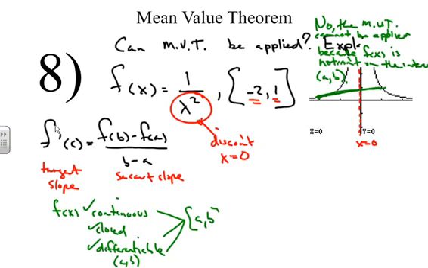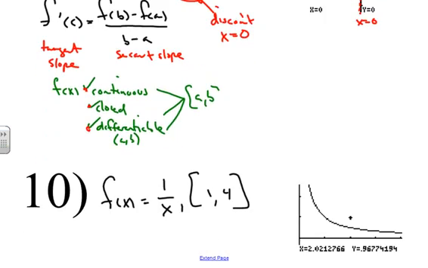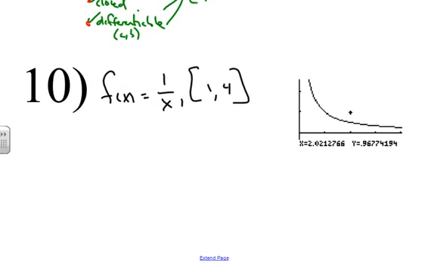All right, well, that's cool, and that's how you can identify if you can use the mean value theorem. So these three things have to be true: continuous, closed, and differentiable on that open interval from a to b. Well, let's look at another problem, number 10, where it says use the mean value theorem. So we're already assuming that it is continuous, differentiable, and closed on this interval from 1 to 4.